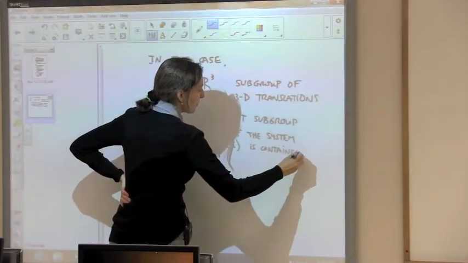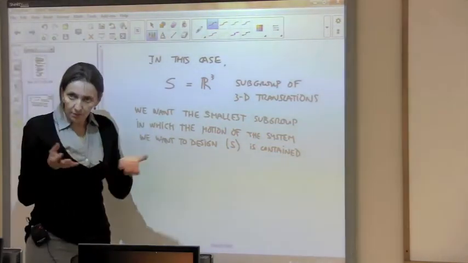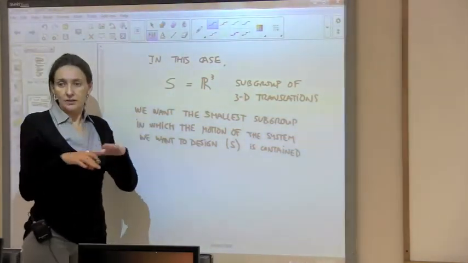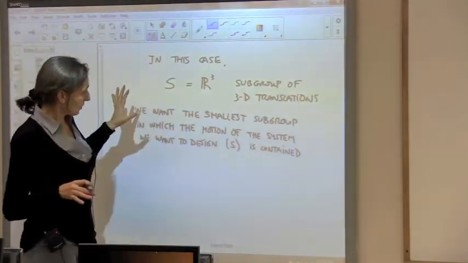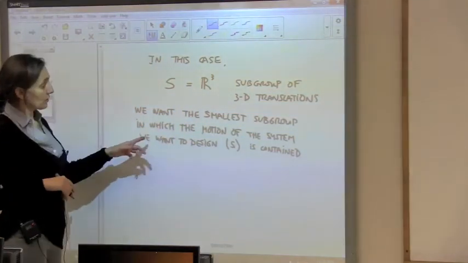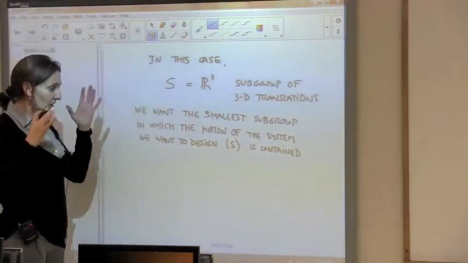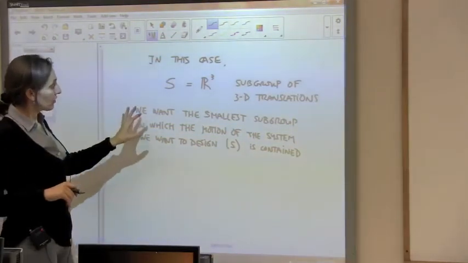So we don't want the special shape of this one. We just want the subgroup in which that is contained. Is it in a subgroup or is it in the whole group of 3D motion? Okay. So we want the smallest subgroup in which the motion of a system, in general, that could be here or there or somewhere else, is contained.